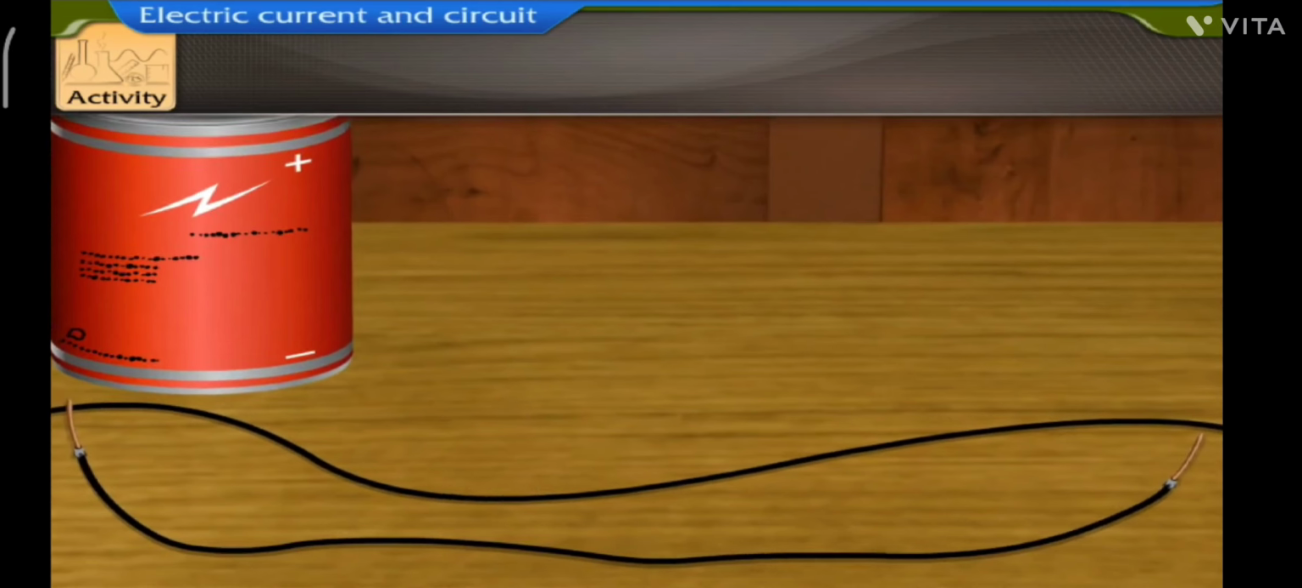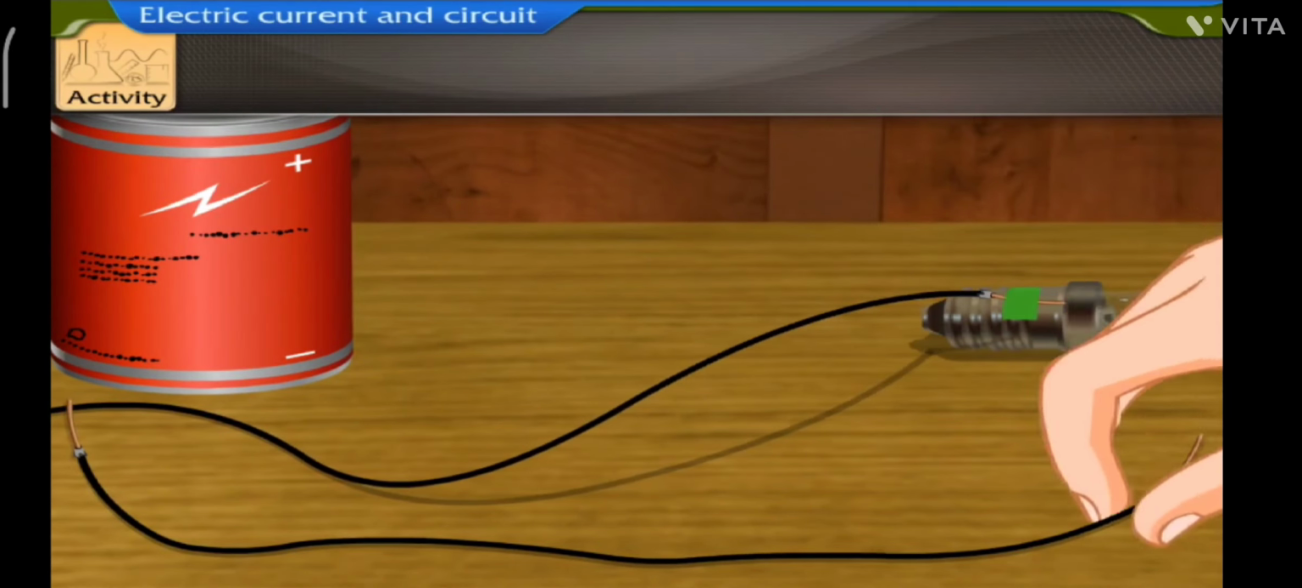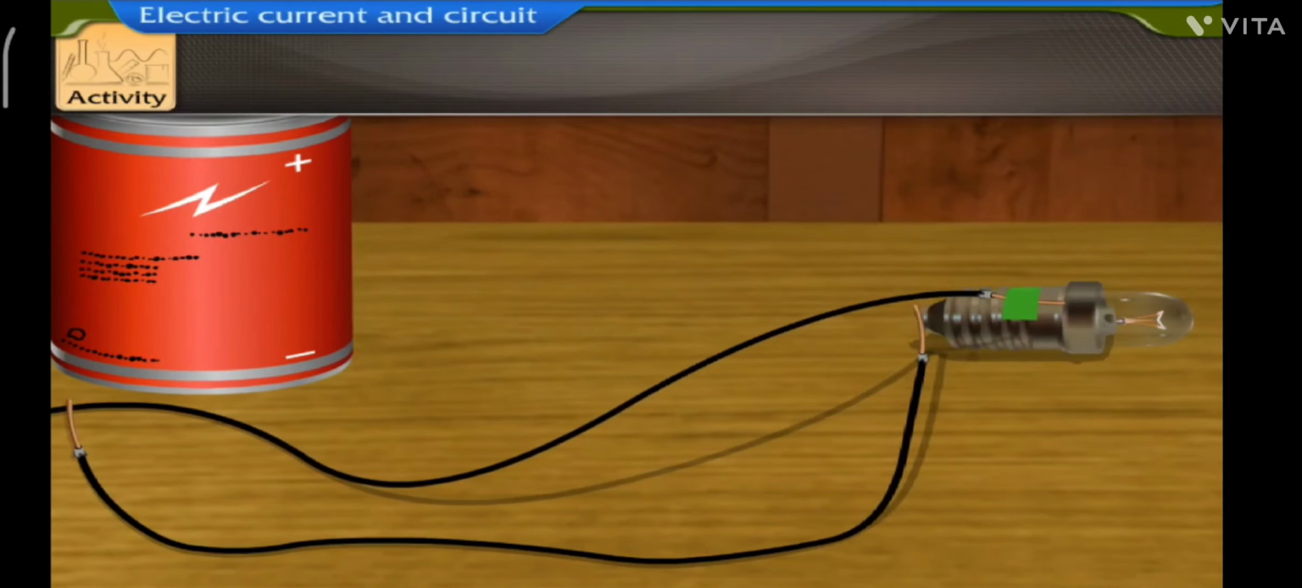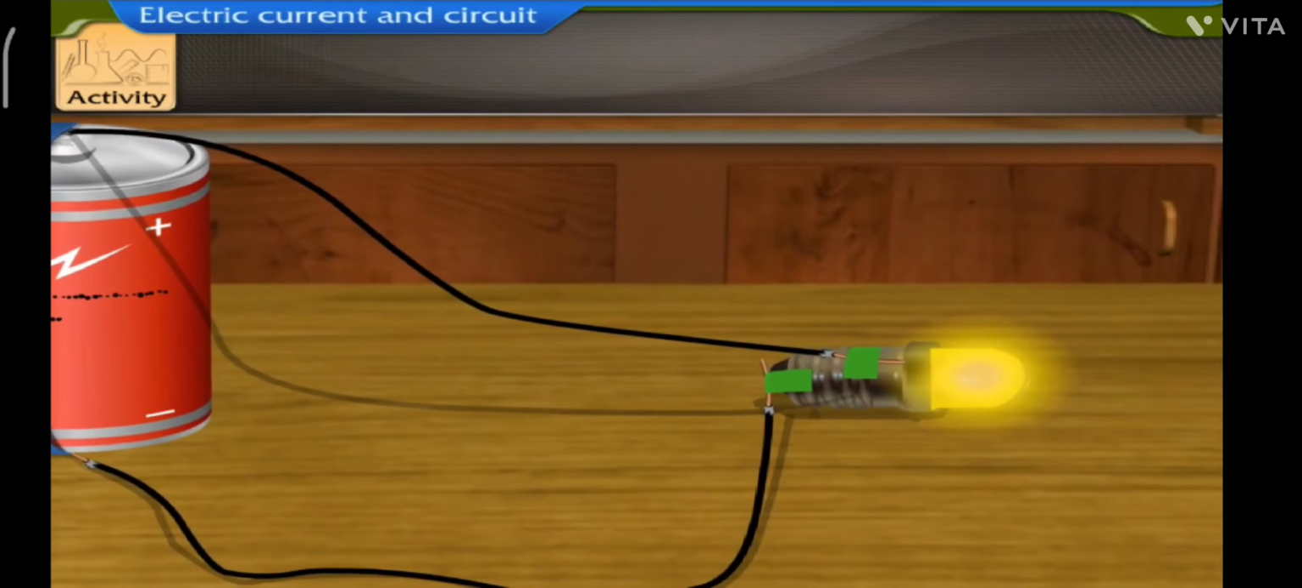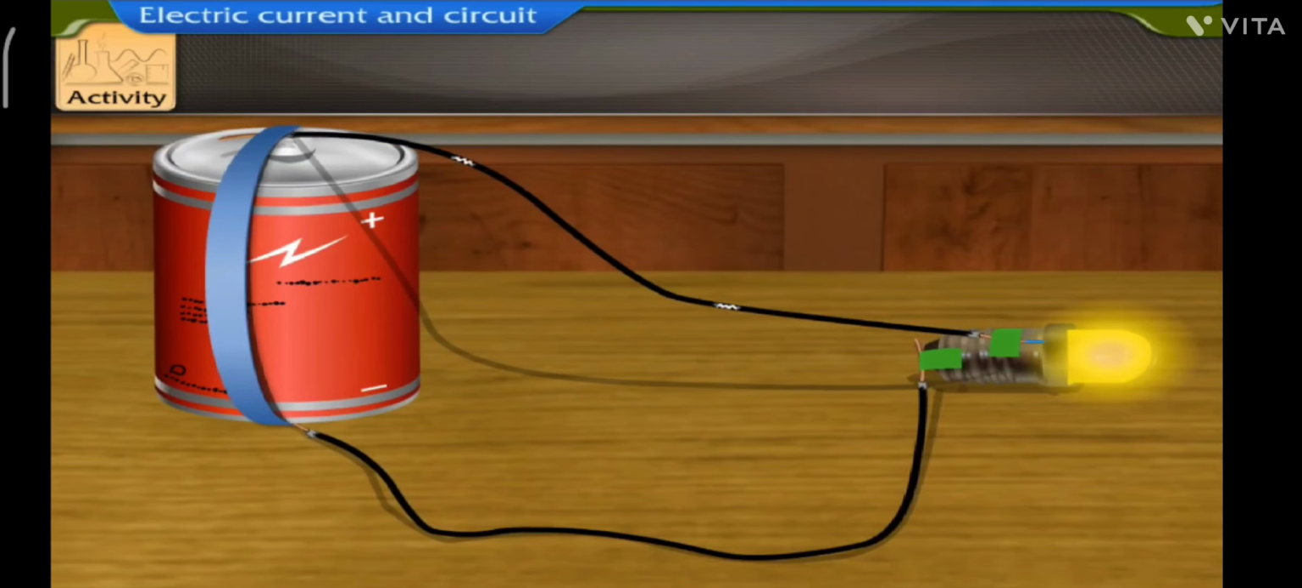Take two small copper wires and join its ends to a small bulb. Join the other two ends of the wires to a dry cell. Observe the bulb. The bulb glows. Here the electric current generated by the dry cell flows through the copper wires and hence through the bulb. The current passing through the bulb makes it glow.